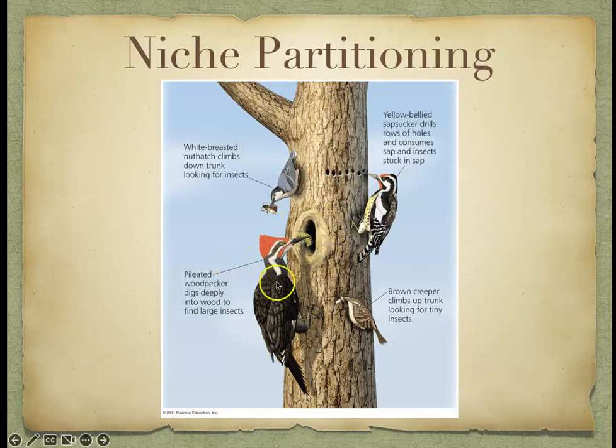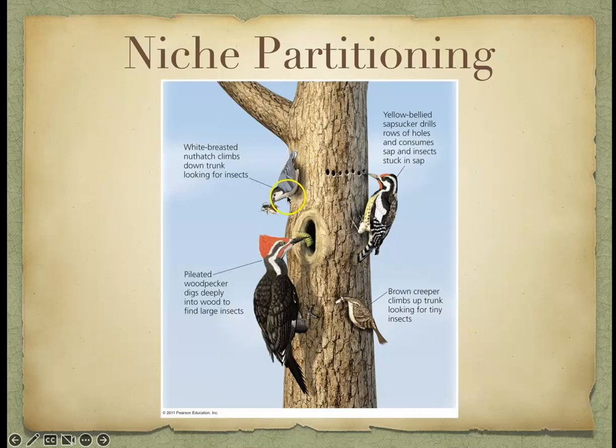Here we have a woodpecker. This is a pileated woodpecker. This woodpecker is a big bird, and it is very loud. Because of their size, they're very strong, and they can dig deep into the wood and get these large insects. All right, so that is part of their niche, right? Their predation on these large insects on this tree.